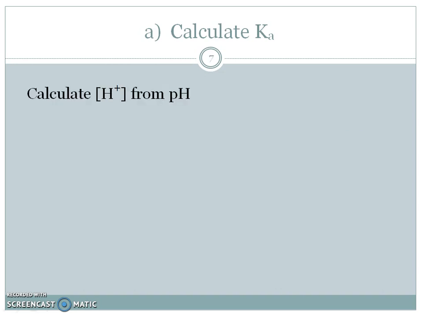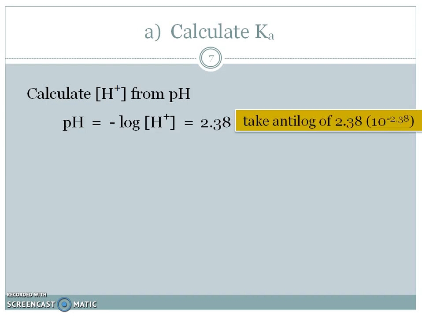So calculate that H+ from the pH. If you remember how to do that, pause the video, find that answer, and then play to see the answers. You should have gotten that pH equals 2.38. What are we going to do to that number? We're going to take the antilog, right? 10 to the negative 2.38. Get our H+ concentration of 4.2 times 10 to the negative 3 molarity. And this again is going to be at equilibrium.